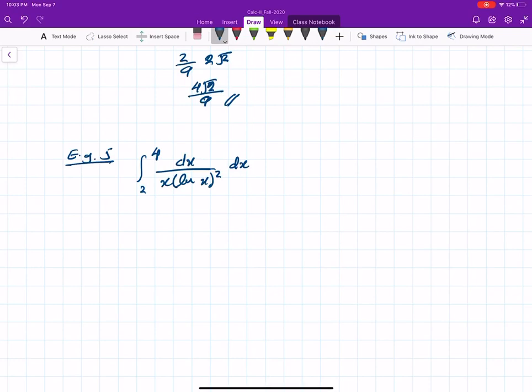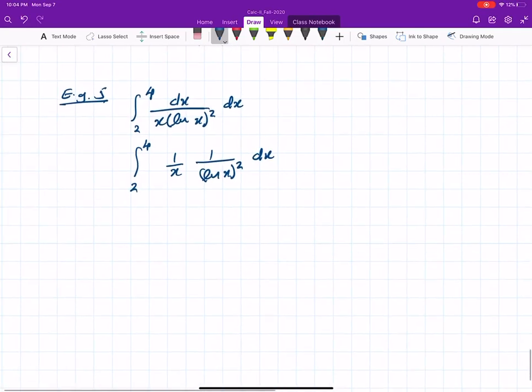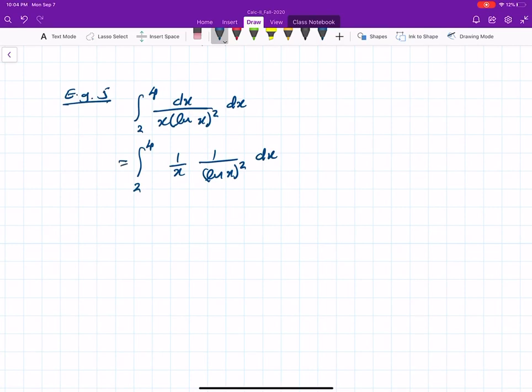Again, we have to go through those steps. We have to split this into two functions. First of all, let me rewrite this problem. I rewrite this problem like this: integration from 2 to 4, and I rewrite this as 1 over x times 1 over (ln x) to the power 2 dx. So they are the same. Top equals bottom.